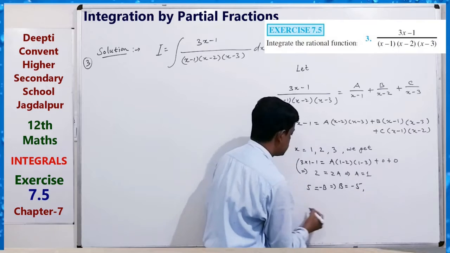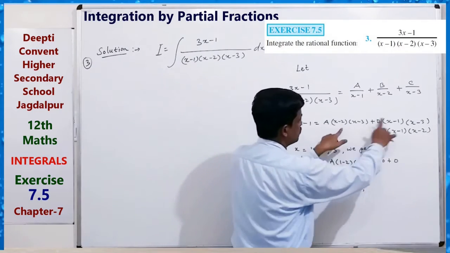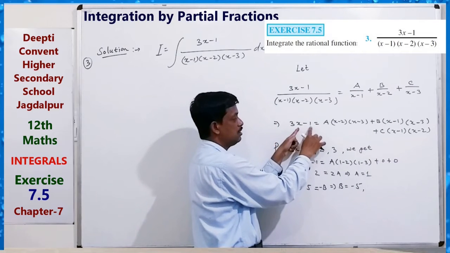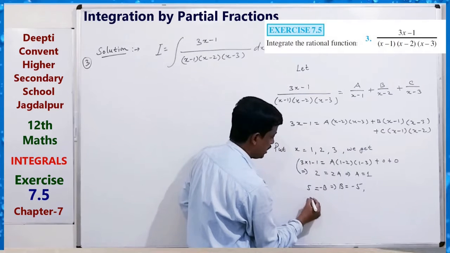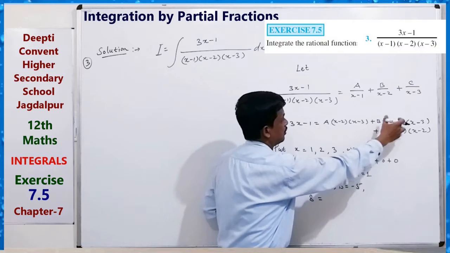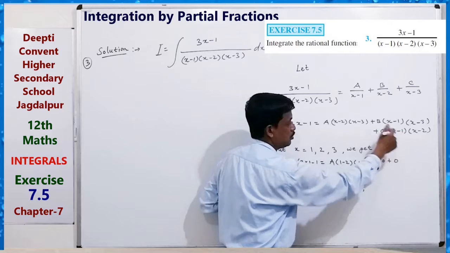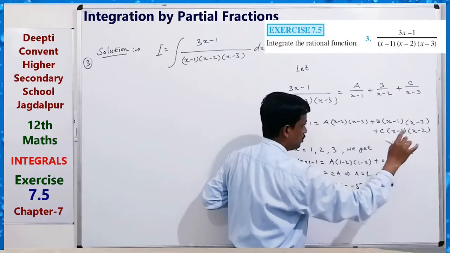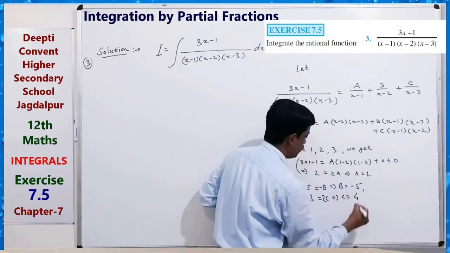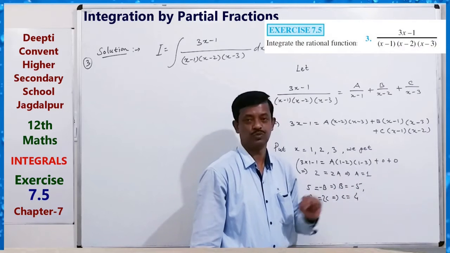Minus 5. And also if we put x equal to 3, this and this will vanish, and C will remain. 3 into 3 is 9, 9 minus 1 is 8. So 8 equals C into 3 minus 1, that is 2, into 3 minus 2, that is 1. So 2C, and C equals 4. So C equals 4, B equals minus 5, A equals 1.